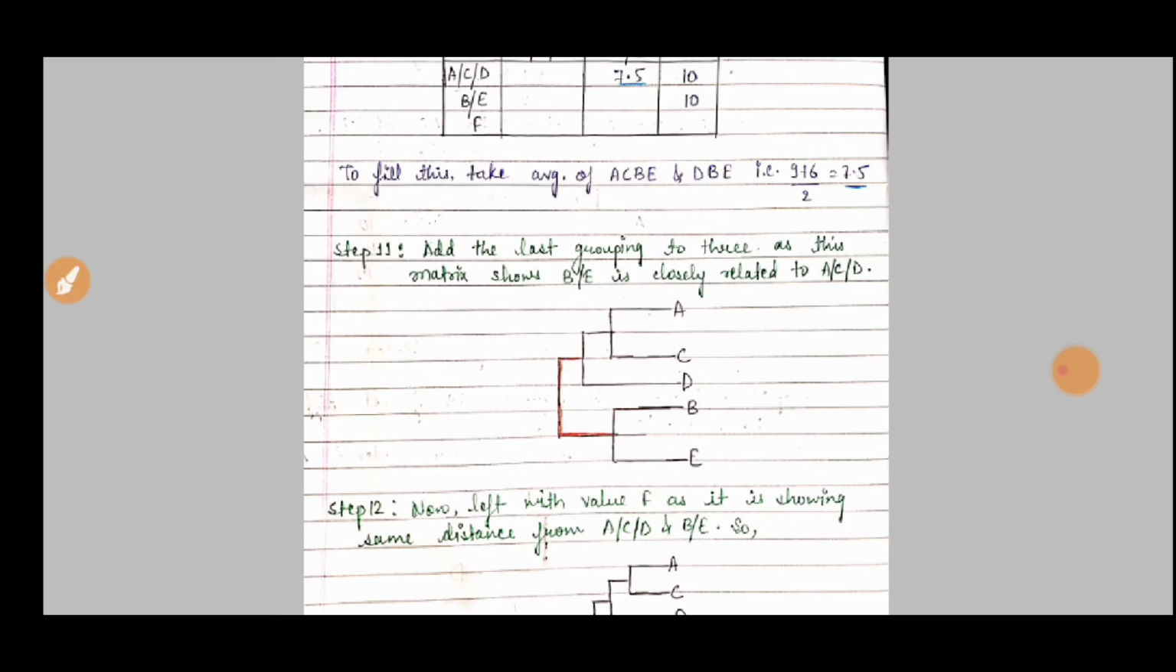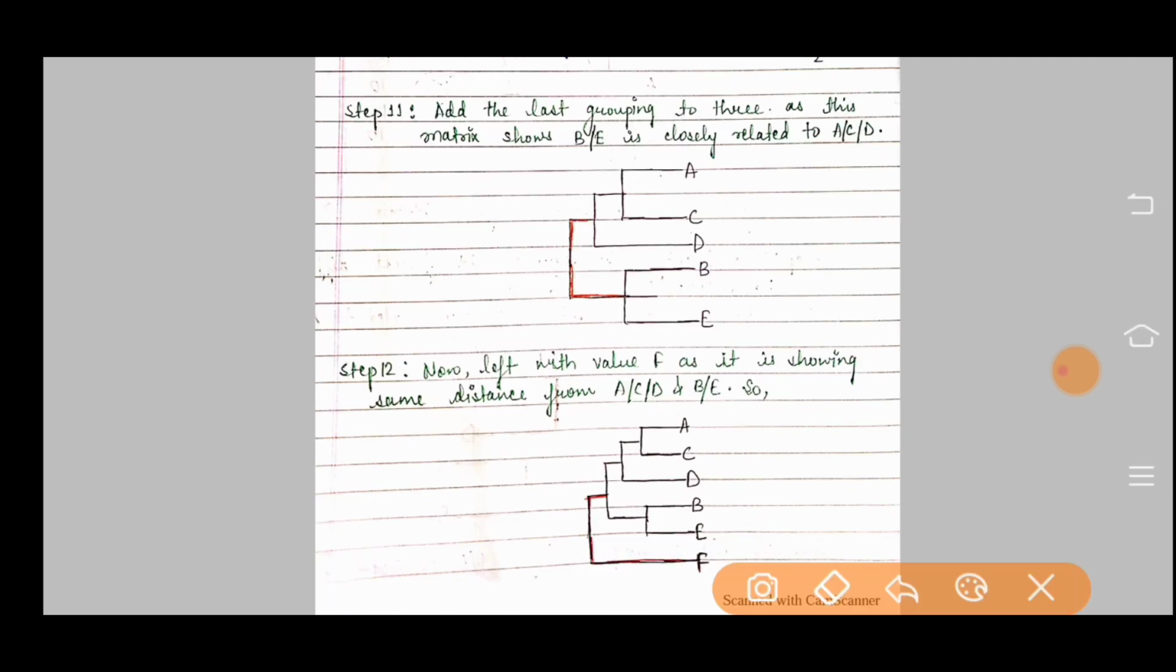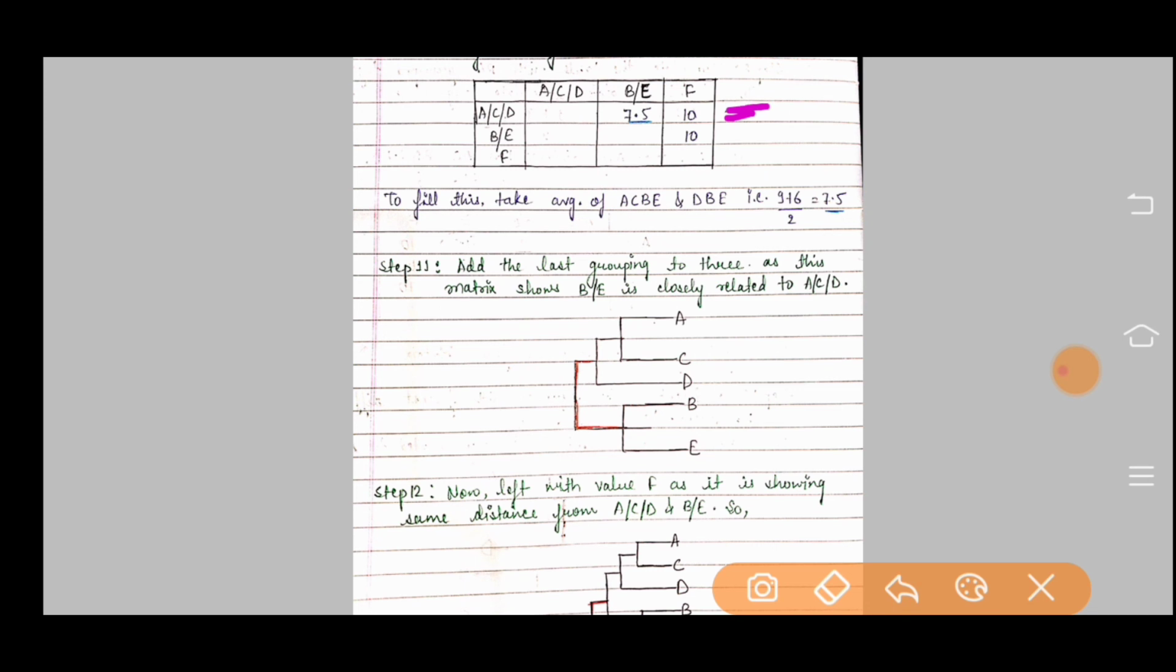Now add the last grouping to the tree as in this matrix, so B is closely related to ACD. You can see here that BE is in the line of ACD, meaning B is closely related to ACD. So here we have drawn. Now come to step 12. Now we are left with F, as it is showing the same distance from ACD and BE. So put F in such a way that it shows the similar distance between ACD and BE. So put it at the bottom.